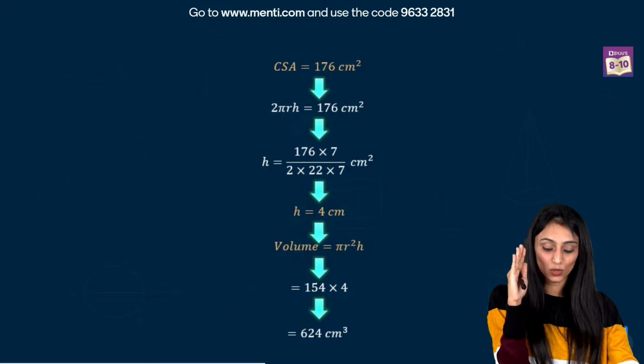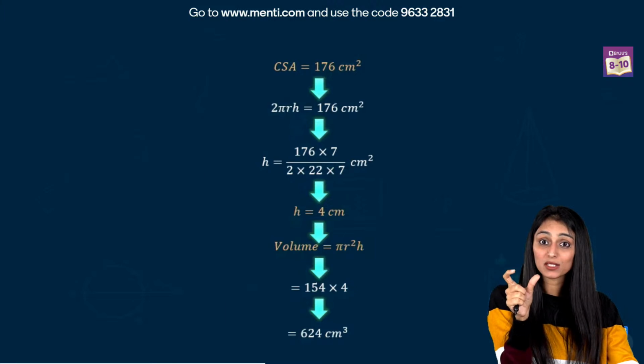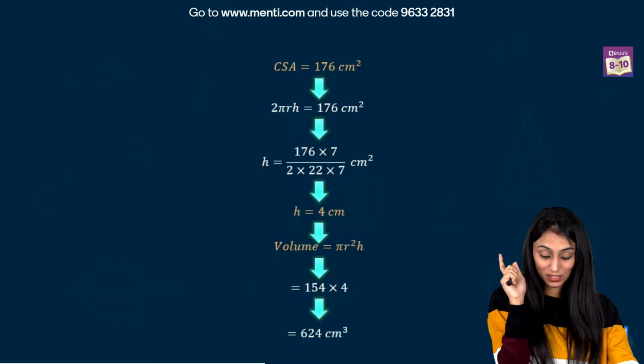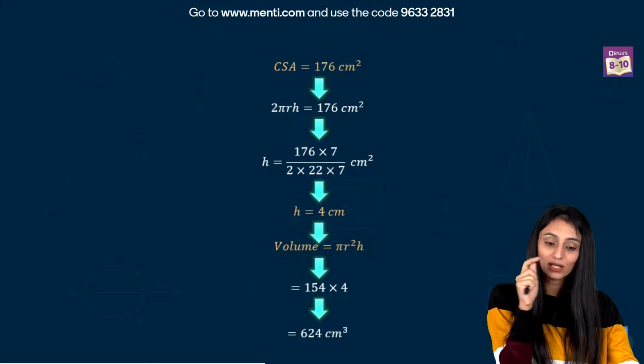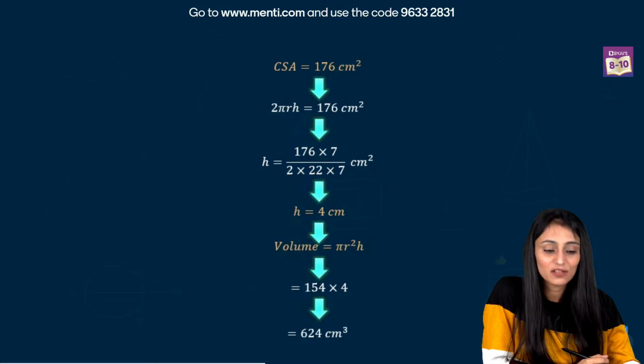So volume in this case would be pi r square h. That's how we find out the volume in case of cylinder. So pi r square value you already have, right? Area of circle, that's 154 times 4, that's 624. Vibha Chaudhary, great, you got correct answer. Very few students have given the right answer for this.